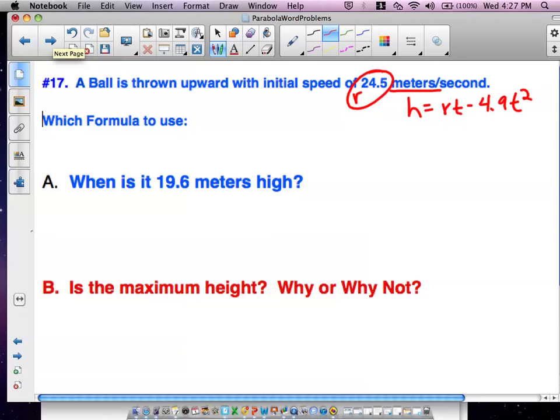And then part A says, when is the object 19.6 meters high? Well, in this particular problem, this is my h. So let me replace the pieces in the formula. H becomes 19.6, R becomes 24.5, and 4.9 is something to do with gravity, so that stays standard in this meter measurement equation. So what we have to do is factor for t. T would be our x variable. That's what we're solving for, is t. But before we can do that, we have to put the quadratic in standard form.